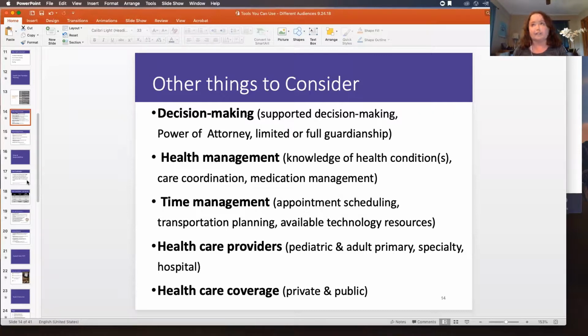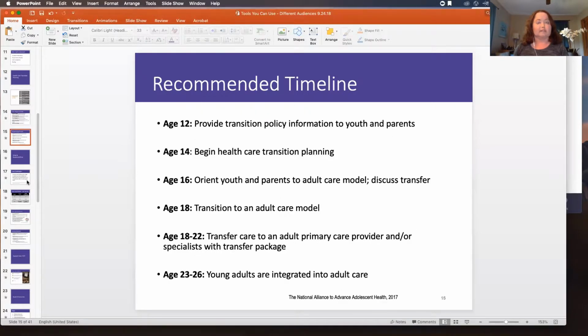How are they going to continue receiving coverage after they turn 18? Are they able to stay on their parents' plans, or will they need to get their own? Are they using private insurance or public benefits? These are all questions that we make sure are also considered during the transition process.